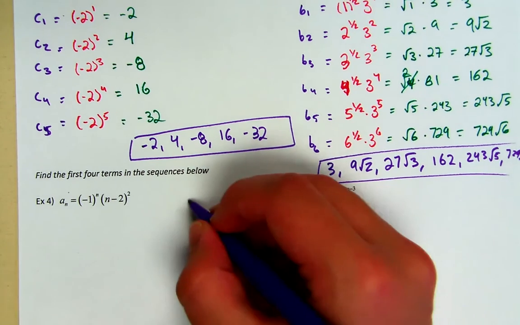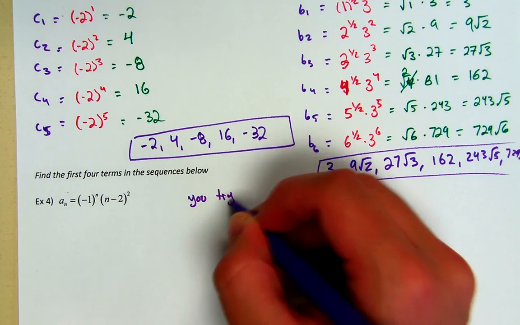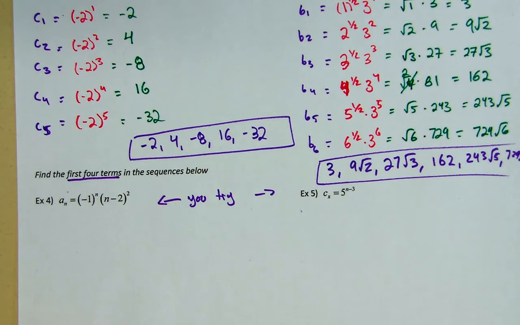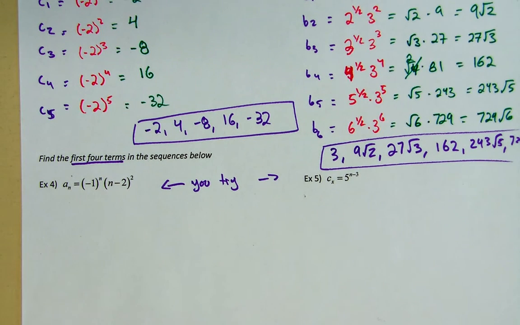Alright, again, these two here are for you to try. Your directions are to list the first 4 terms. So it should be fairly easy. Just work it out, simplify, use your calculator if necessary. And then after that, make sure you watch the next video describing how to find a sequence.